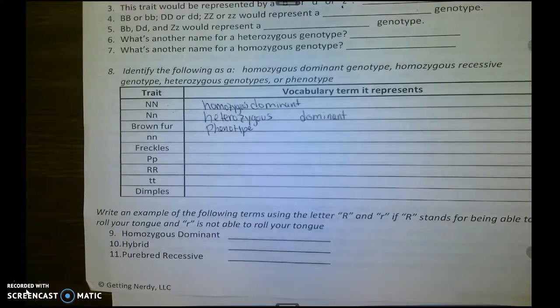This is part 2 of Miss deLivron's biology class all about alleles.